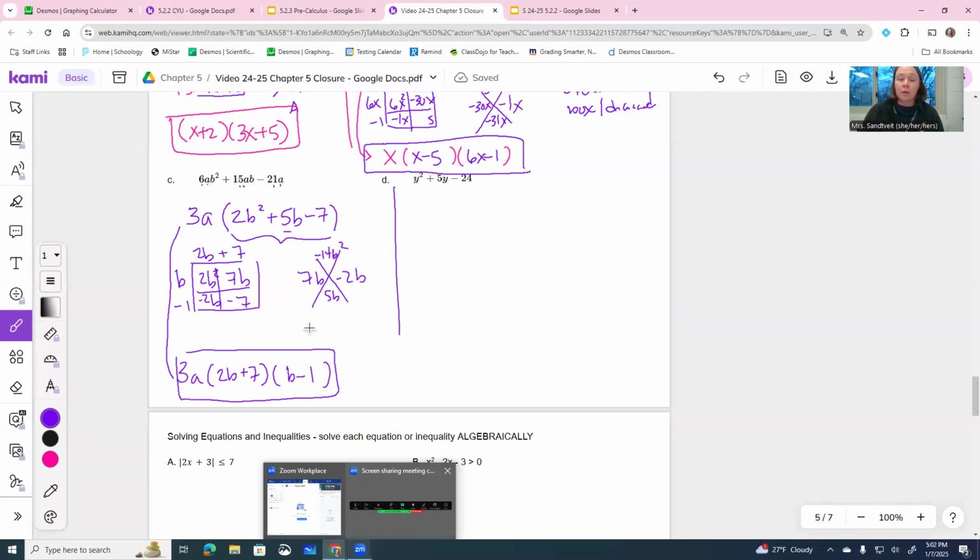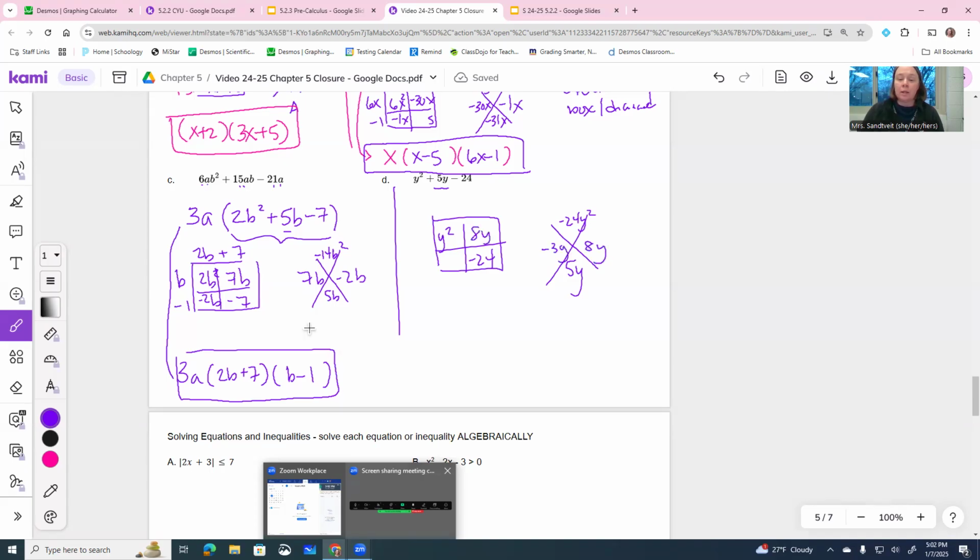And then for this last one, looking, no common factor. Going right for the box and the diamond. So I have y squared, negative 24. This multiplies to be negative 24y squared. It has to add to be 5y. So what would multiply to be negative 24 and add to be positive 5? So it would be negative 3y and a positive 8y.